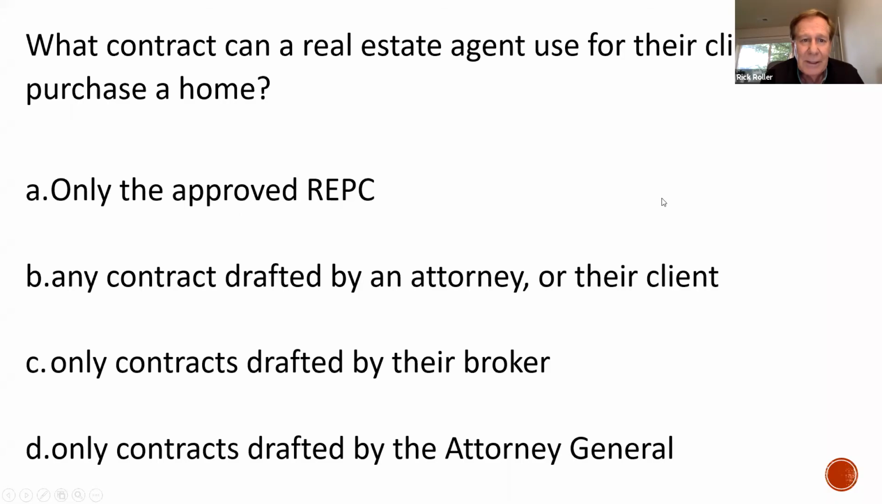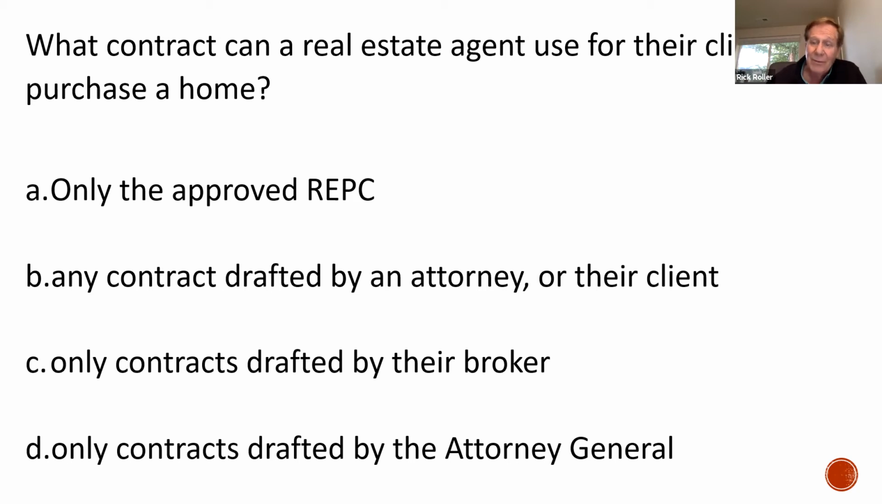Okay, what contract can a real estate agent use for their client to purchase a home? Well, only the state-approved real estate purchase contract. No, that's not true. If you read the contract, it even says on there that the Utah law, in the fine print, not necessarily in the different paragraphs or sections, but in the fine print on the beginning and the end, it talks about the fact that Utah law requires real estate agents to use this contract unless their buyer or seller insists they use a different contract.